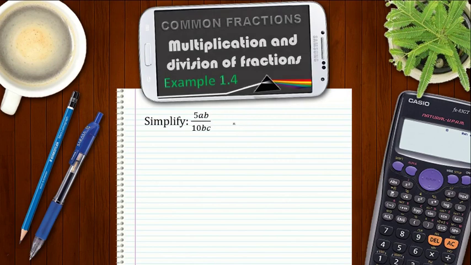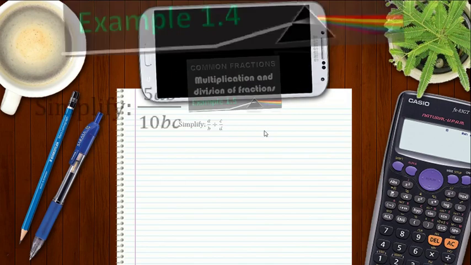Then for example 1.4, here we have some variables. Now to simplify this, we see here we have 5 and 10. So 5 can go into itself once and into 10 2 times. Then there's a B at the top and a B at the bottom, so they can cancel each other. And then we can write it as A, because we don't need to write this 1, A over 2C. That's the values that are left. So whatever remains at the top needs to go at the top, and whatever remains at the bottom, or the denominator, needs to go at the denominator.